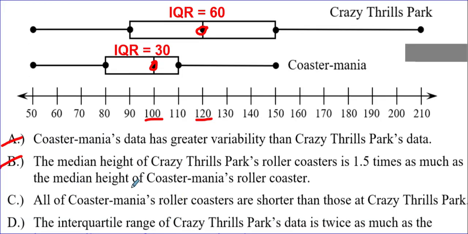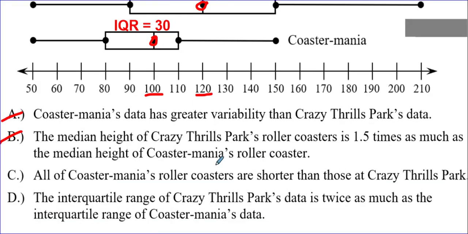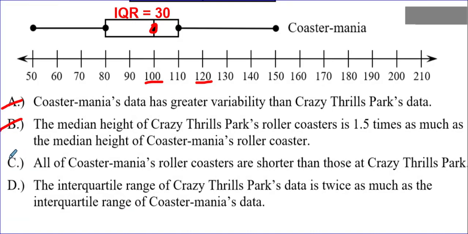What about choice C? All of Coaster Mania's roller coasters are shorter than those at Crazy Thrills Park. Well, that's obviously not true. I mean, here you've got a dot at 150, and obviously there are dots there at 150. So, no, not all of them. Generally speaking, Coaster Mania has lower heights than those at Crazy Thrills, but not all of them. So, goodbye, choice C. I'm hoping it's choice D, because if it's not, then we misread something.